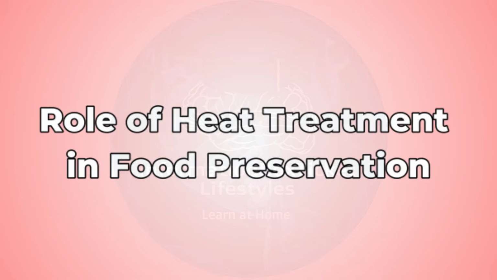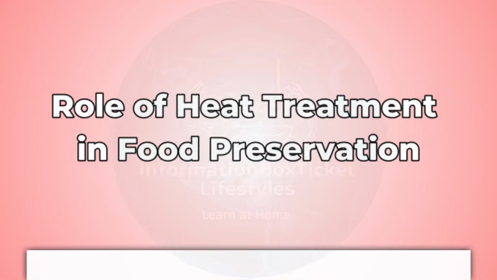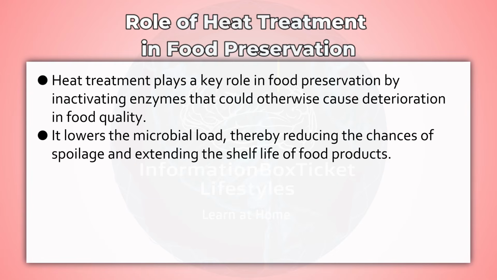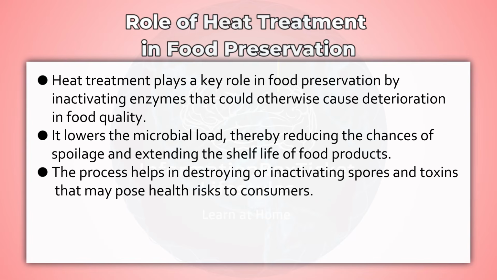Role of heat treatment in food preservation. Heat treatment plays a key role in food preservation by inactivating enzymes that could otherwise cause deterioration in food quality. It lowers the microbial load, thereby reducing the chances of spoilage and extending the shelf life of food products. The process helps in destroying or inactivating spores and toxins that may pose health risks to consumers.